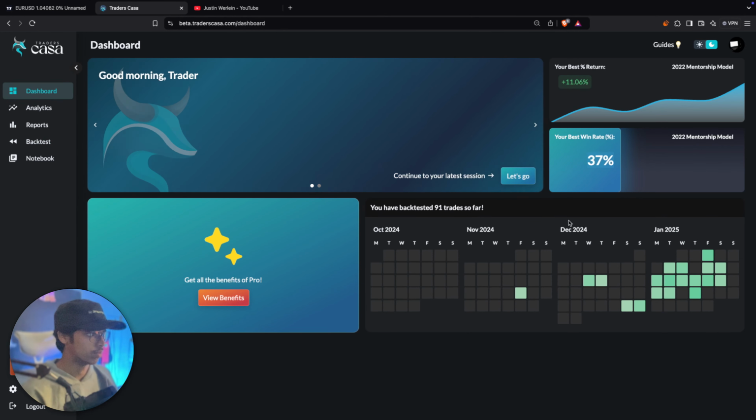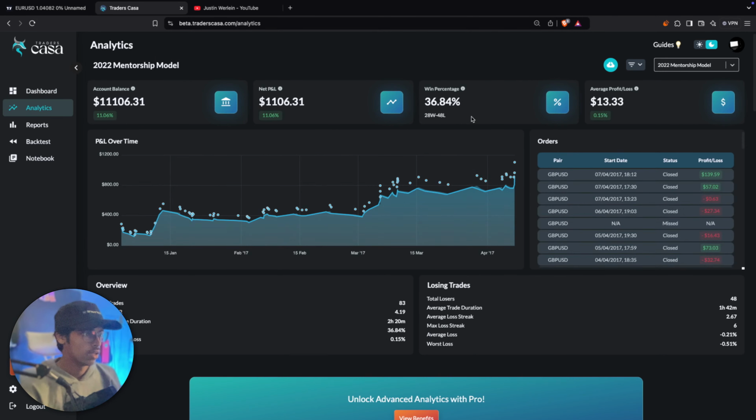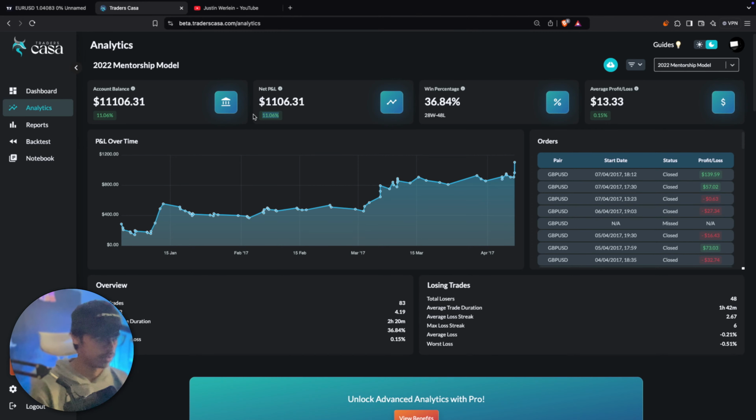Our win percent is back to 37%. We improved our analytics, right? 36.84%, better than the last time. And we are now taking fewer trades, and we are only taking quality setups. We are up 11.06%. I really love it.